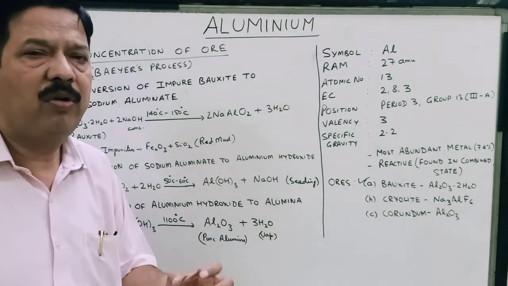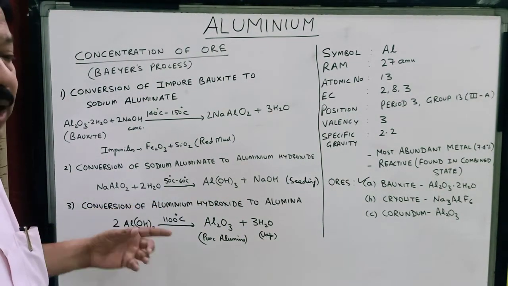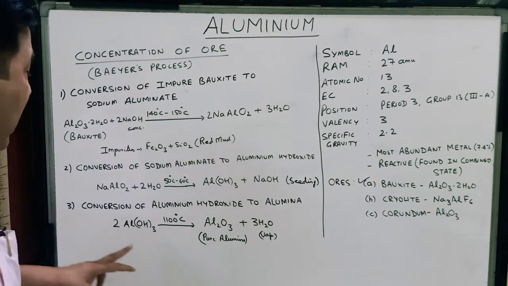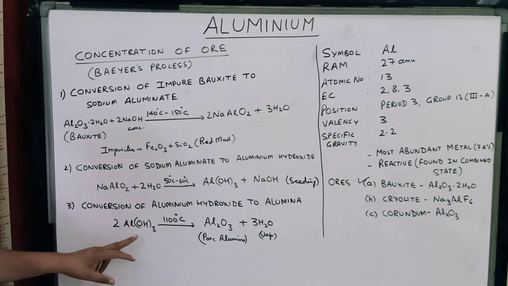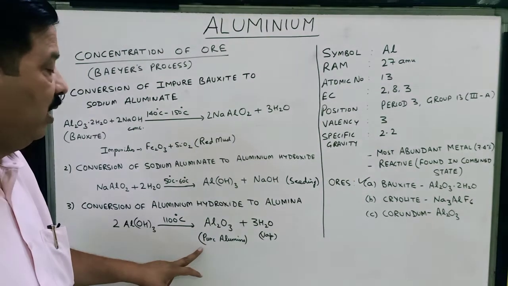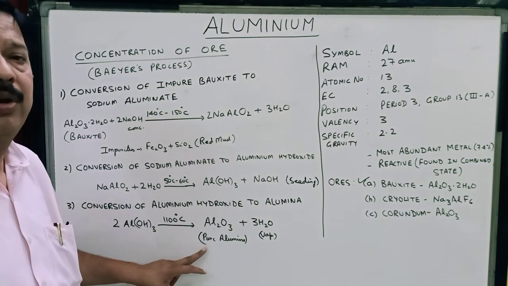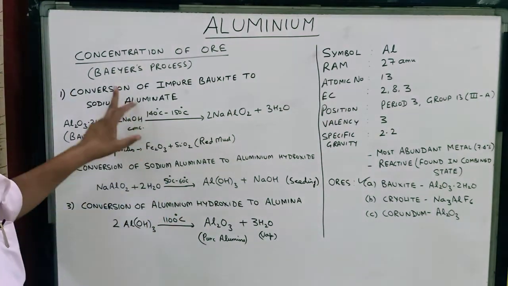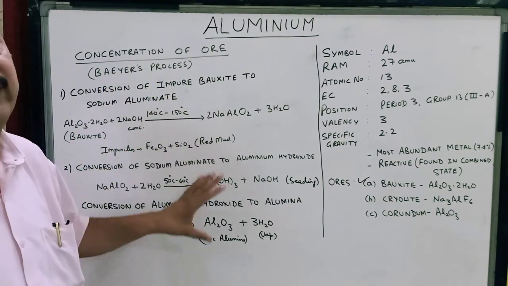This process is also called seeding, because we are adding a few crystals of aluminium hydroxide to the reactant, so that the other aluminium hydroxide crystallizes out, or seeds can be formed. And children, the next step is conversion of aluminium hydroxide to alumina. Aluminium hydroxide is heated to a temperature of 1000 to 1100 degrees centigrade, and you get pure alumina. This alumina is the compound from where we are going to extract aluminium, and that we do by electrolytic reduction. I hope this Bayer's process of concentration of ore, which can also be called dressing of the ore, is clear to you all.